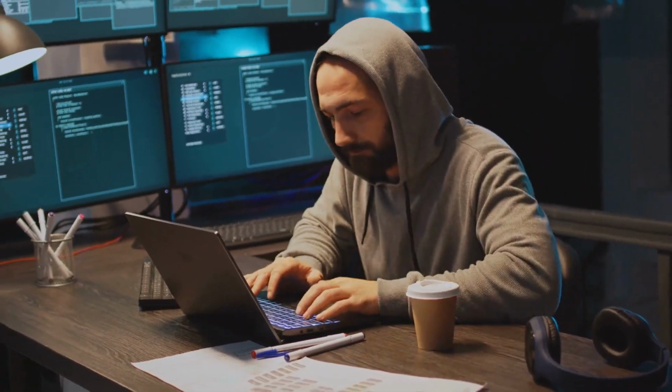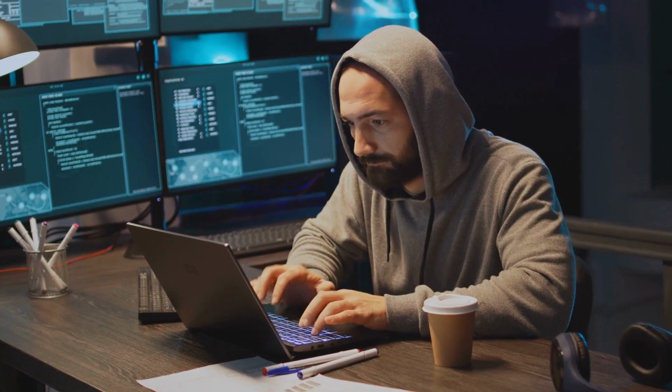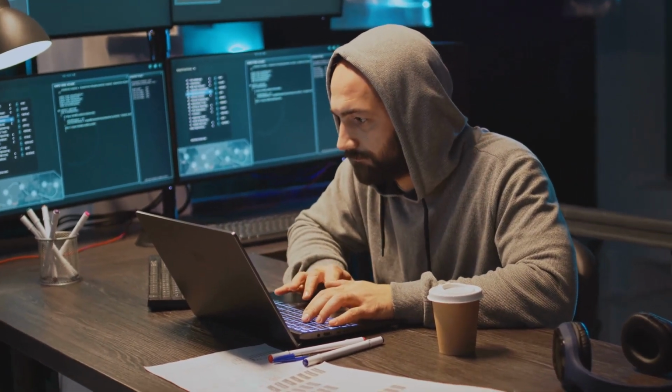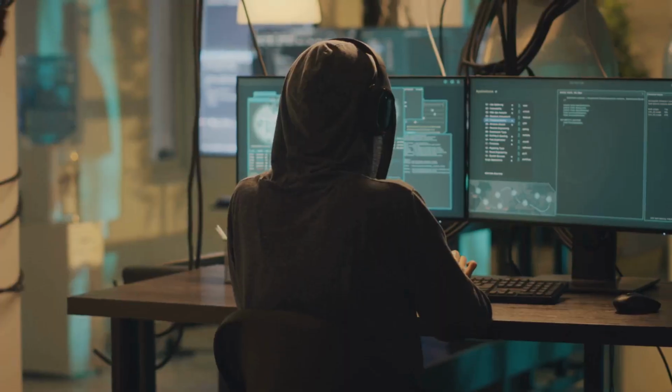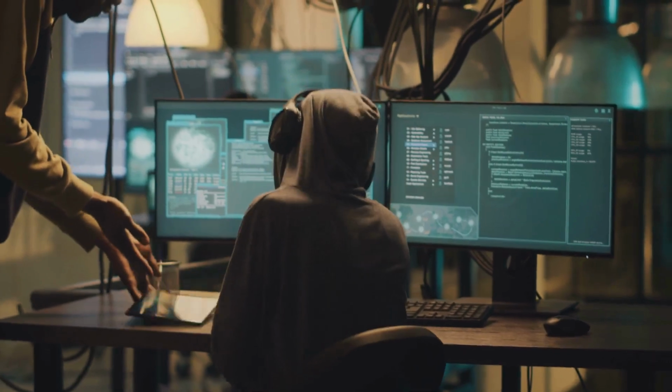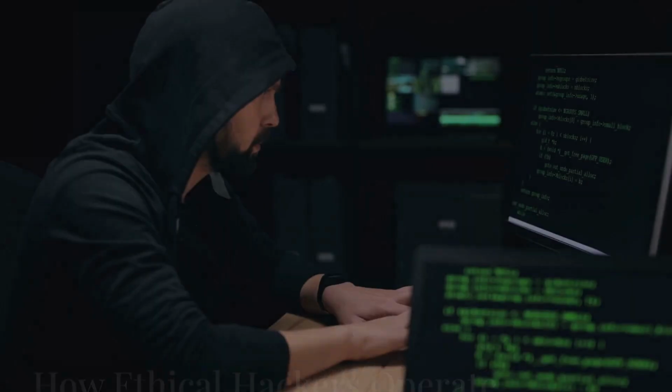Ethical hackers, often referred to as white hat hackers, play an indispensable role in fortifying cybersecurity defenses. By identifying and addressing vulnerabilities before malicious hackers can exploit them, they help safeguard sensitive data and maintain system integrity.